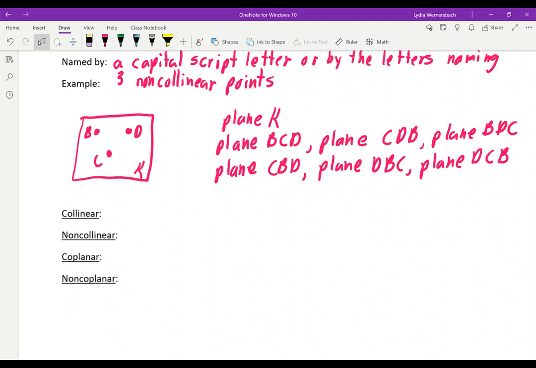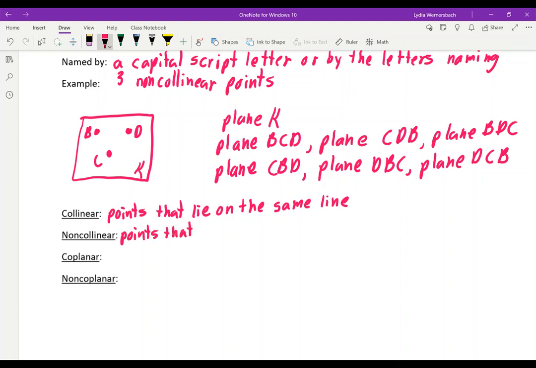So the next thing we're going to talk about is collinear. Again, we've talked about this a little bit already. Collinear, co meaning same, linear meaning line, are points that lie on the same line. Shockingly enough, non-collinear are points that do not lie on the same line. Crazy, I know.